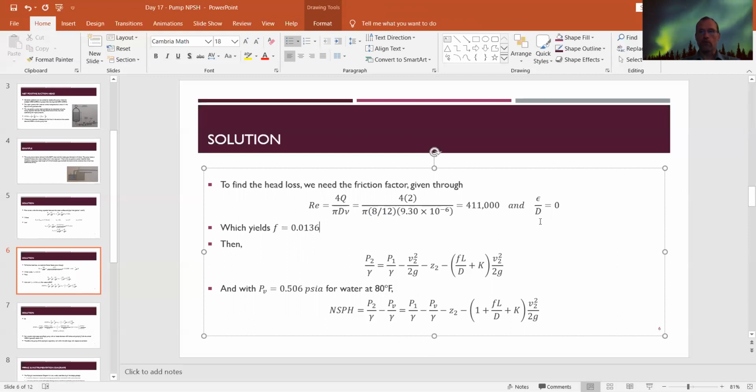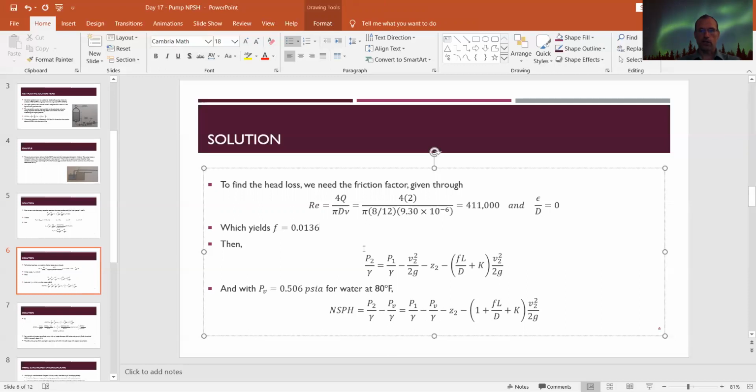And then for the relative roughness parameter, the question said that I could assume this was a smooth pipe. So for smooth pipes, the epsilon value is 0, so epsilon over d is also 0. And then I need to find the friction factor by using either the Moody chart or those equations that we saw in the first week of class. And doing either of those, I find my friction factor is 0.0136.